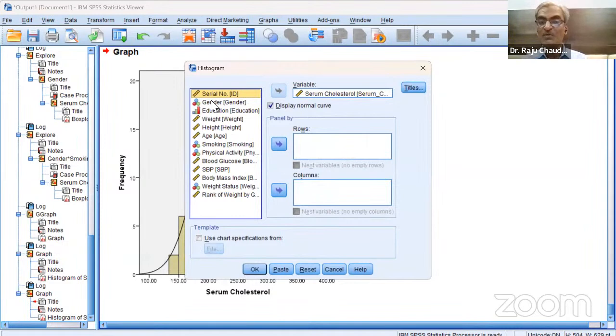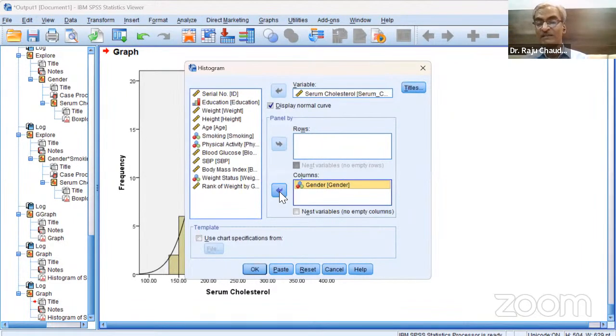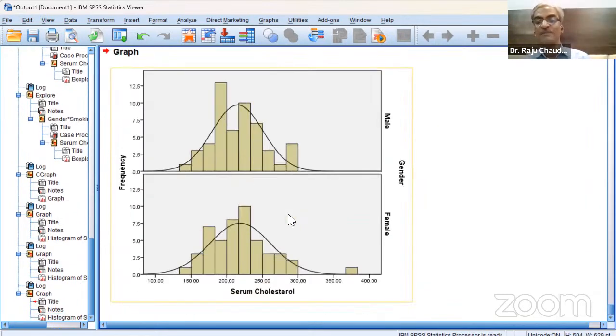And suppose I want to visualize serum cholesterol row wise. That means panel. For male, a separate histogram, for female, a separate histogram, right? Look at this. So we can visualize based upon the category. Because I have only two levels, it shows two. If there are more, it shows more histograms.